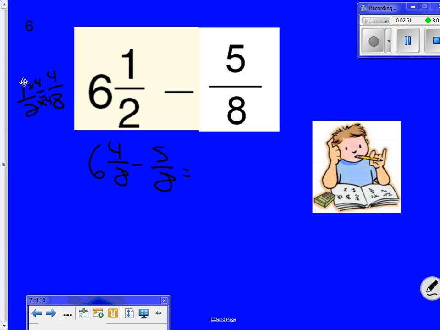I can't just subtract across. My answer is not 6 and 1/8. I have to borrow. Crossing off the 6, I'm putting a 5 here. I'm borrowing and adding an 8 to that 4, so I have 12 over 8. I'm going to subtract 5/8. This equals 5 and 7/8.